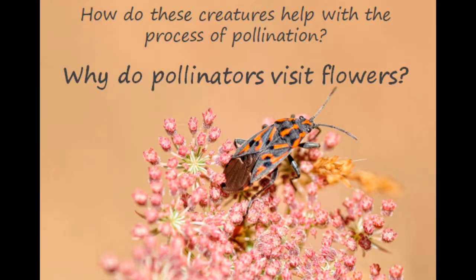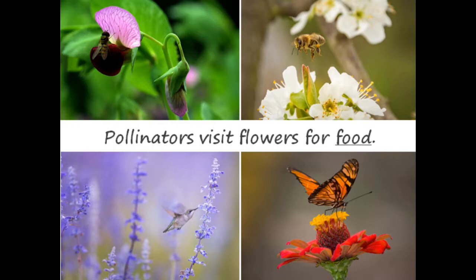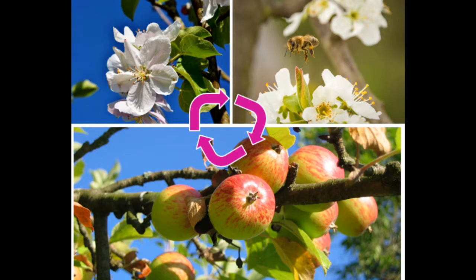But why do these creatures help with the process of pollination? Why do they visit the flowers? Pollinators visit flowers to get food. They're often drinking nectar from the flowers as a source of food. This is one of the many examples of how everything in nature is connected. Without flowers, bees would not have any food. But without bees, flowers would not be able to grow and make seeds and start their whole life cycle again.